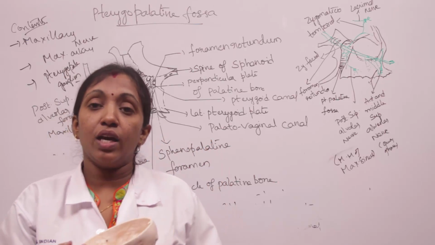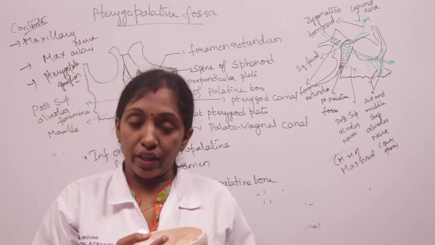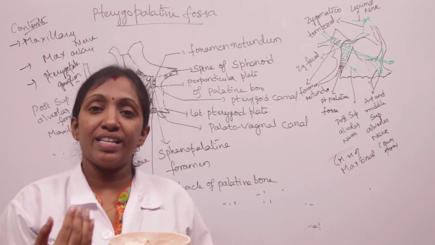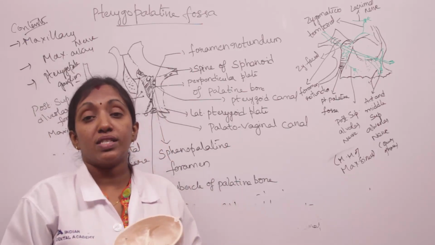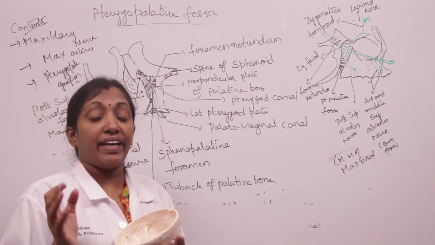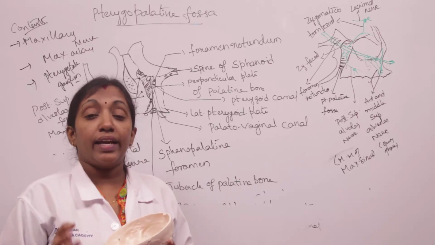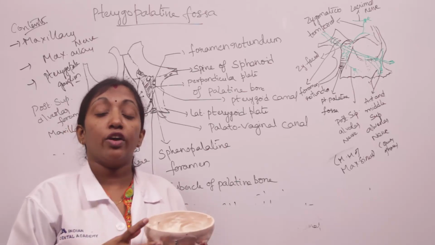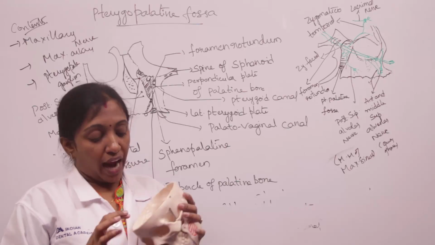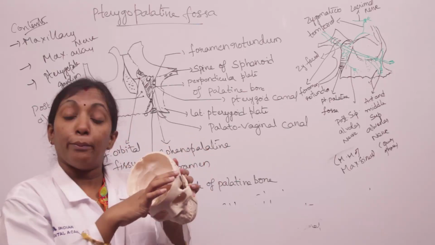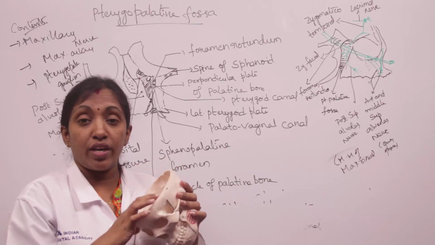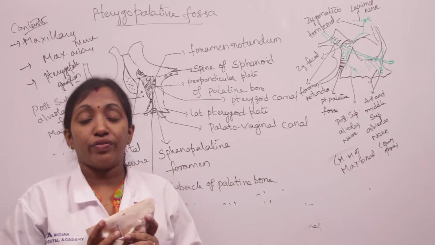We know that the maxillary nerve is the second division of the trigeminal nerve. The trigeminal nerve divides into ophthalmic, maxillary and mandibular, right? So the maxillary nerve is the second division of the trigeminal nerve, and it is purely sensory. It arises from the anterior convex border of the trigeminal ganglion, and it is situated in the middle cranial fossa, in the lateral wall of the cavernous sinus.